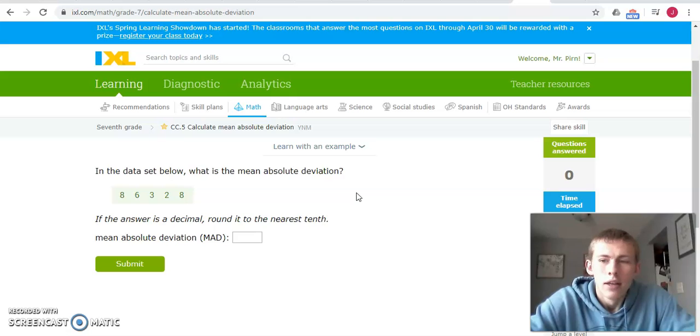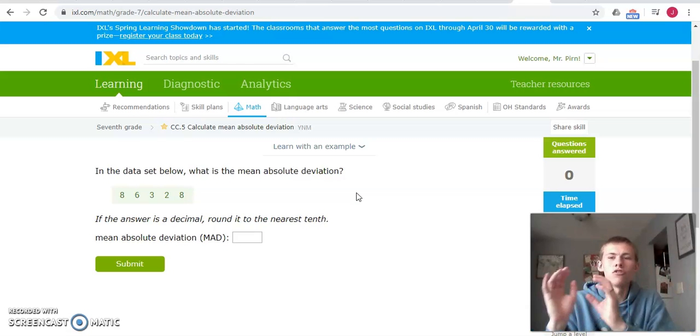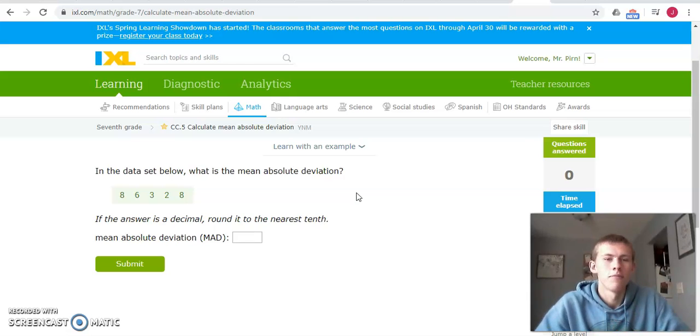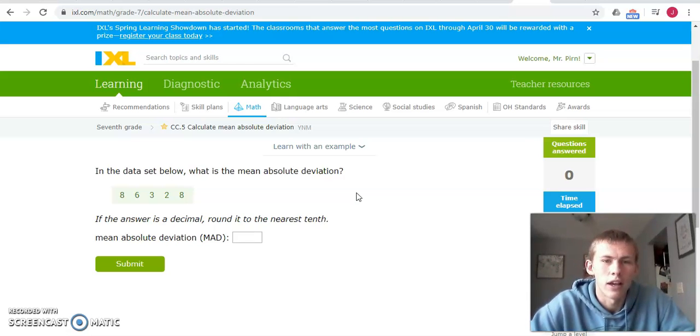So, mean absolute deviation is the average distance of each number in a set from the average of the set. First you find the average of a set of numbers, and then you find out, on average, how far each number is from the average. And we're going to break down how to do that and what exactly that means.